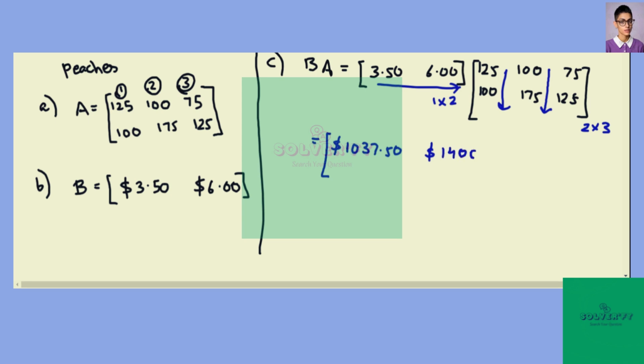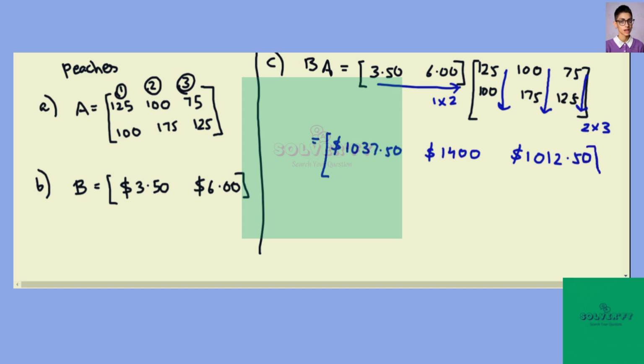And the last element, again just for that, take up the dot product of the row of the first matrix and the third column of the second matrix. So 3.50 times 75 plus 6 times 125. Yeah. So that means 262.5 plus 750. So that will be $1112.50. This is the matrix BA.